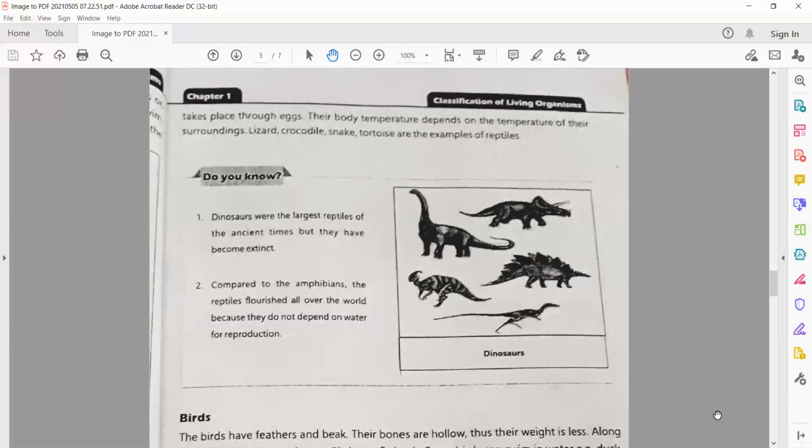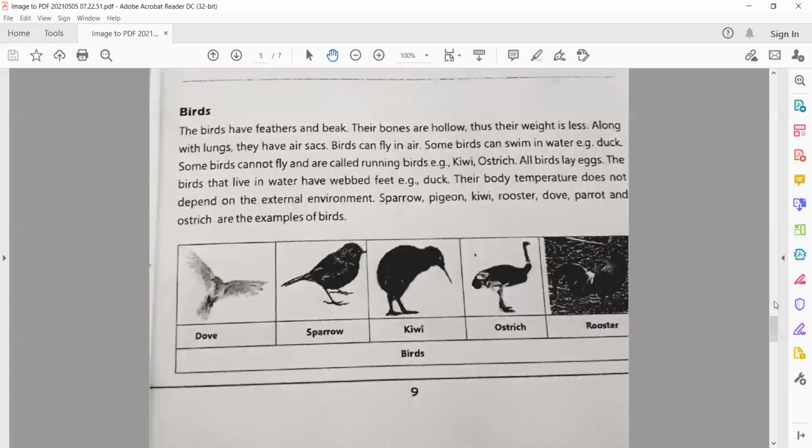Hollow bones mean खोखली हड्डियां होती है इसकी. खोखली हड्डियां mean वो जो light हड्डियां होती है which helps them in flight. ठीक है? Thus, their body weight is less. Along with lungs, they have air sacs. Along with lungs, the birds में special mechanism क्या है? Along with lungs, they have air sacs.